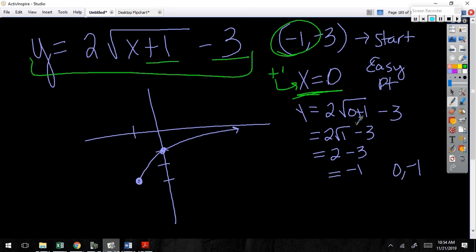Okay? Let me show you one more. Wait, why is that the inverse? Oh, wait, we didn't do domain and range.